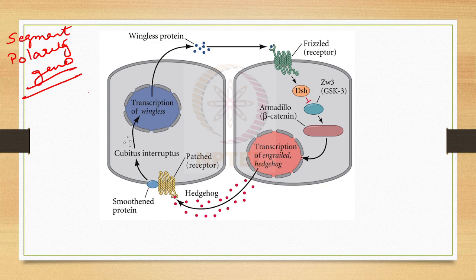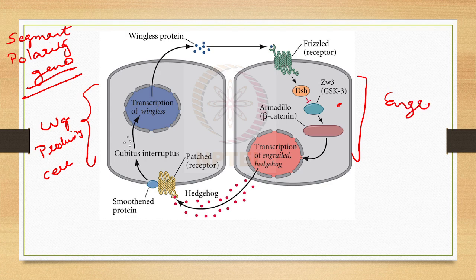Okay, so this is a wingless producing cell, and this is an engrailed producing cell. Now, what happens in the wingless producing cell? Transcription of the wingless protein takes place. Wingless protein is a secretory molecule.